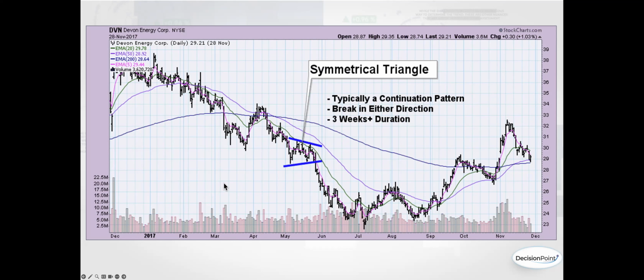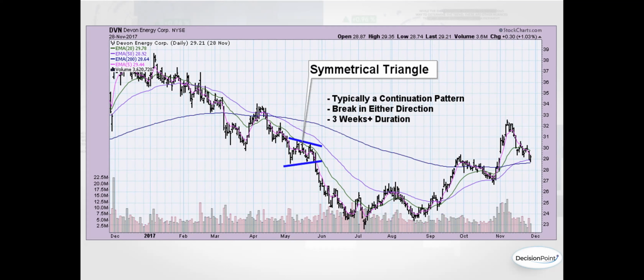Now, if you come up into the symmetrical triangle, the expectation is a breakout. So you can see these resolve in either direction, but typically you're going to see those continuations of the prior trend, but they can break in either direction. Typically, you're looking for about a 3-week duration on these symmetrical triangles, but I'm finding really that with chart patterns in general, you can use them on any type of chart.